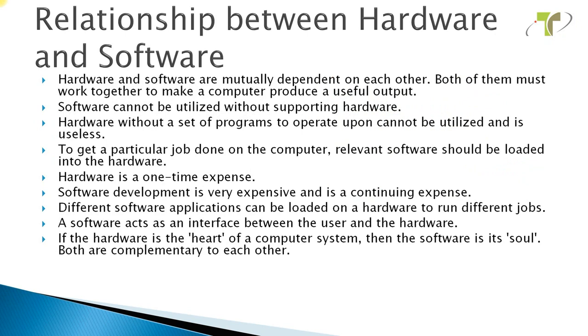The relation between hardware and software is that they are mutually dependent on each other. Both of them work together to make a computer produce a useful output. So to get output, we need hardware and software. Both are interconnected. If you have software, you need hardware, and if you have hardware, you need software. So hardware is the heart of the computer system and the software is the soul of the computer system. Both are complementary to each other.